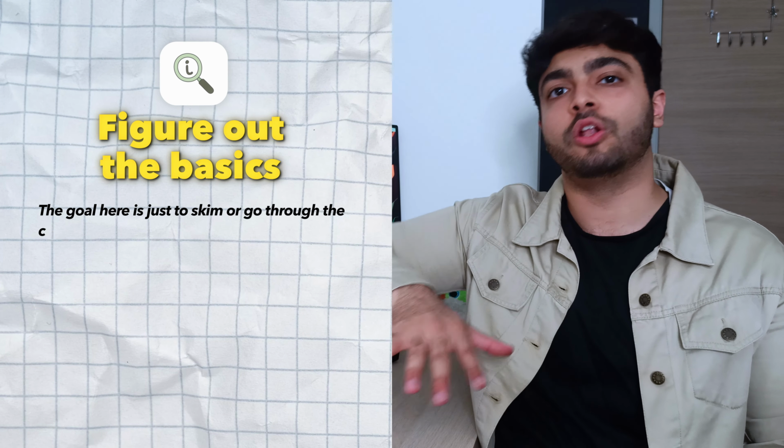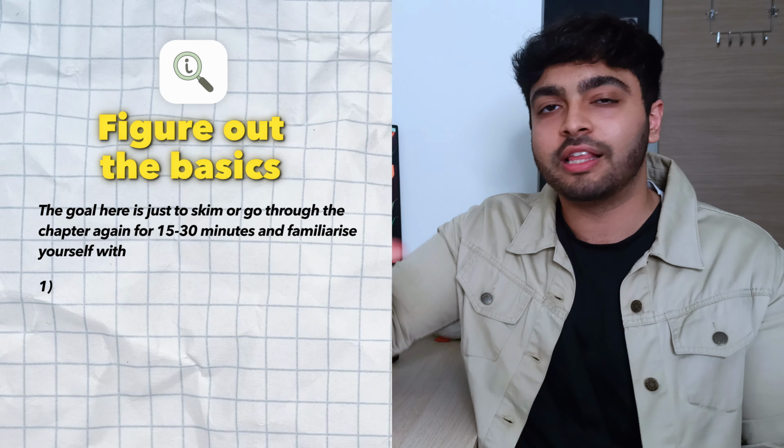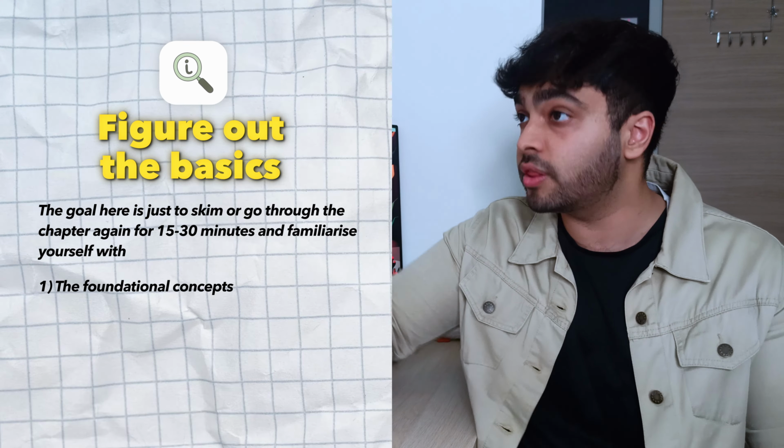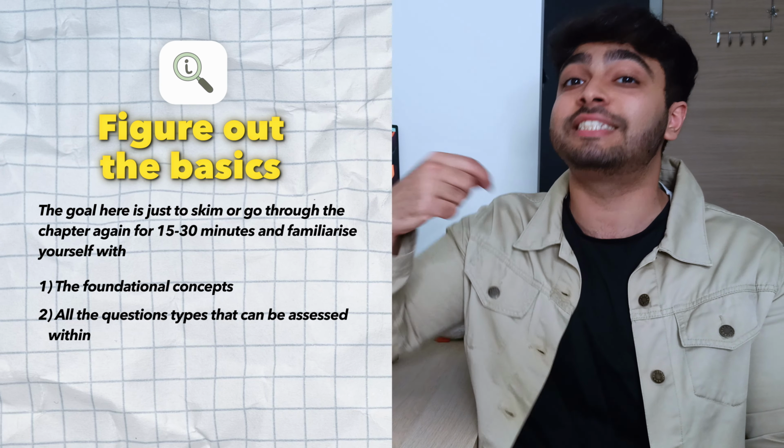This is the second go through. Remember, we are not trying to master all of the details yet. We are just looking at the general concepts. The goal with this second go through of the topic is to look through the chapter for 15 to 30 minutes and familiarize yourself with number 1, the foundational concepts, what they are, how they work. And number 2, all of the question types that can be assessed with this topic. I'll explain a bit more about the question types in a second.